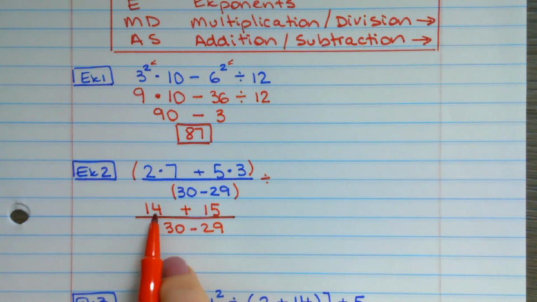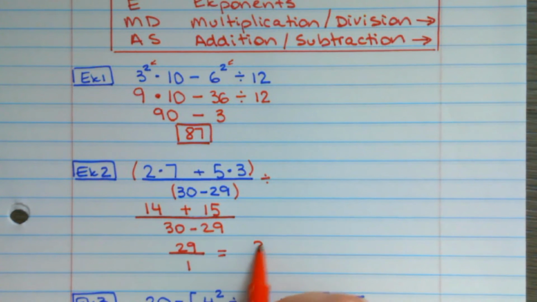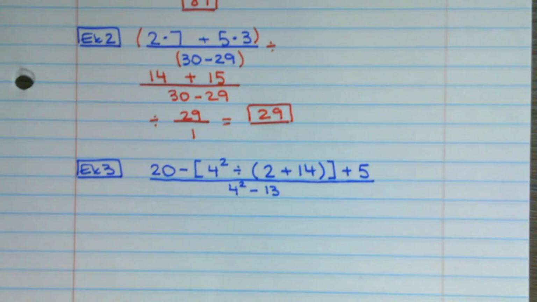So we're going to take care of the numerator, 14 plus 15, 29. And at the same step, I'll take care of the denominator, 30 minus 29, we have 1. Now, if this was any other fraction that you could simplify, you would have to. So 29 divided by 1 is just 29. So think about, again, the fraction as a division sign. Last one.